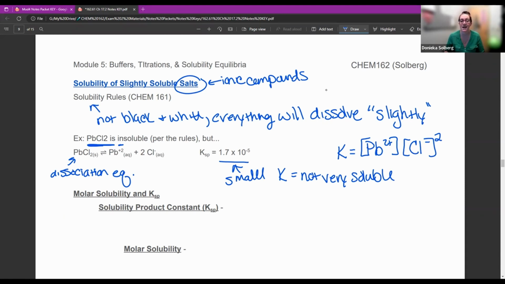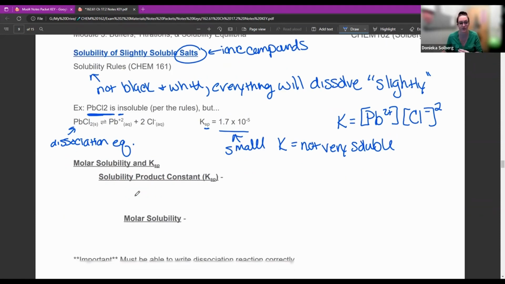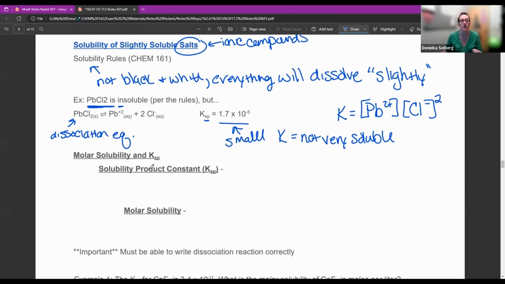Okay, so this K value is called Ksp. You'll notice the little sp down here. We've had Ka, Kb, Kc, Kp. The little letters at the bottom just denote what kind of equilibrium we're talking about. So Ksp is the solubility product constant. That's what the s and the p stand for. K is a constant for a specific temperature.